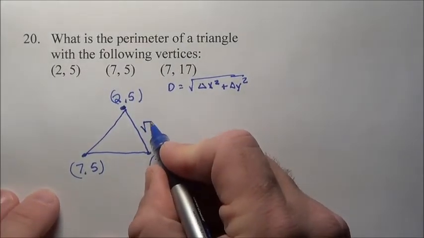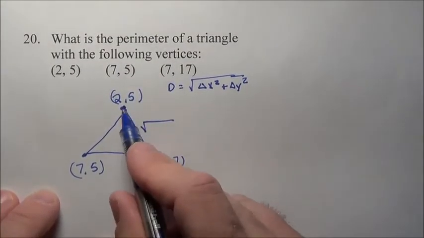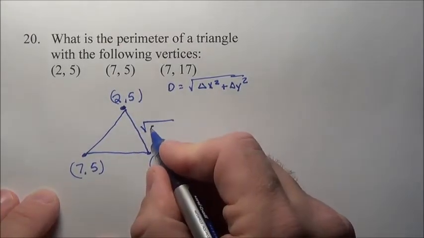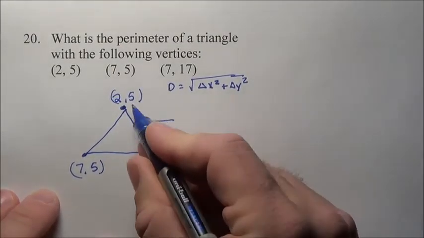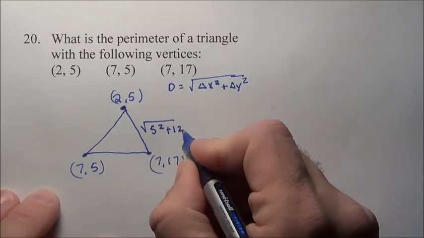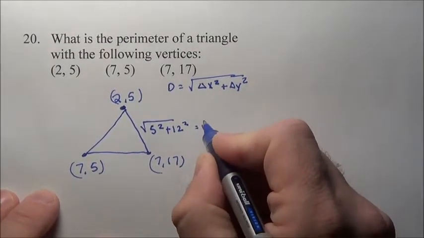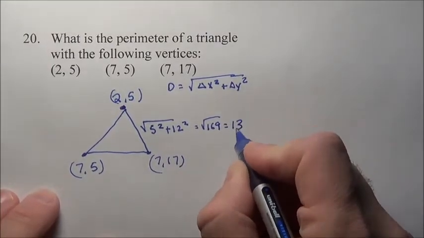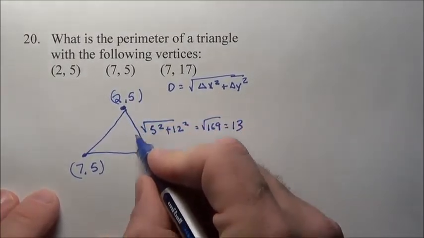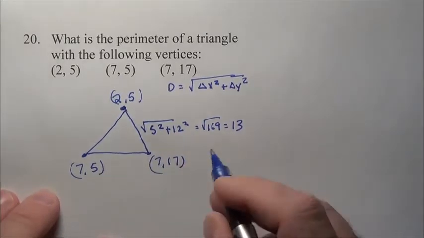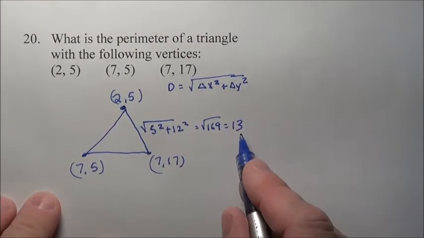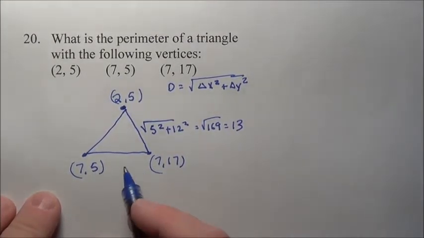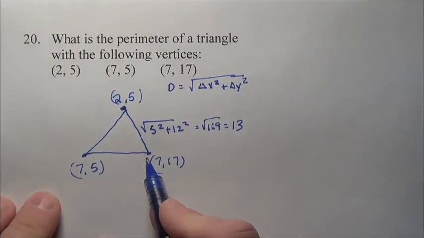So for this guy, change in my x's, 2 to 7. That's a change of 5 squared. 5 to 17, change of 12 squared. That's going to give you a square root of 169 when you do it. That actually comes out to be a perfect 13. This side is a perfect 13. Now I made that happen. It's normally not going to. You're going to usually have to round this. But in this case it came out to a beautiful 13.